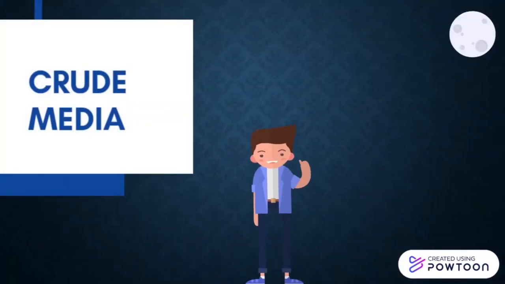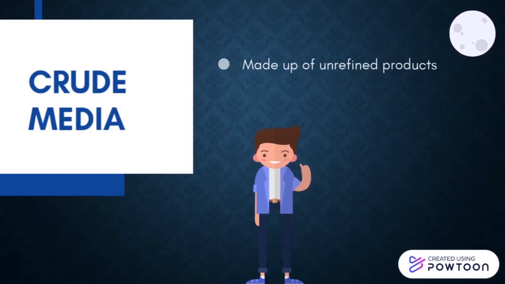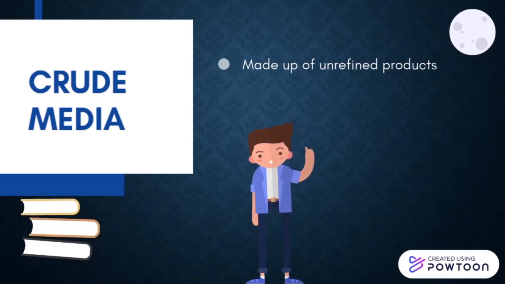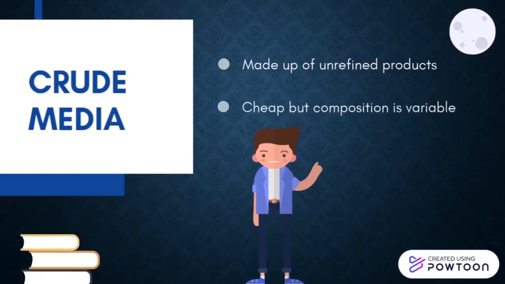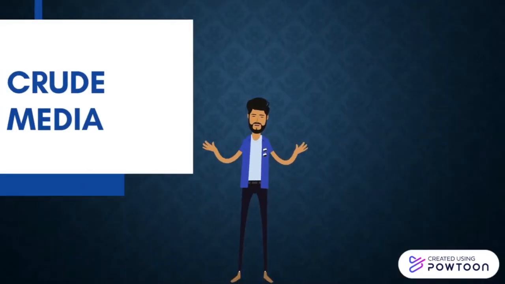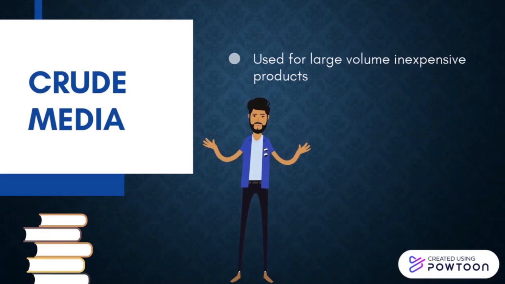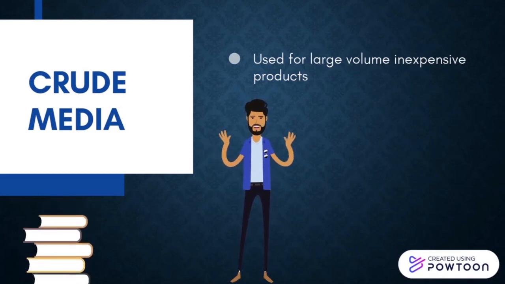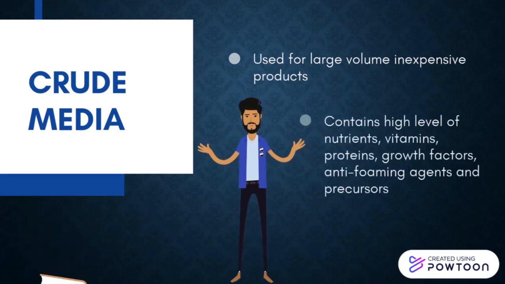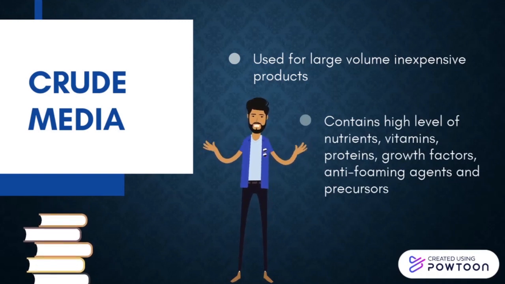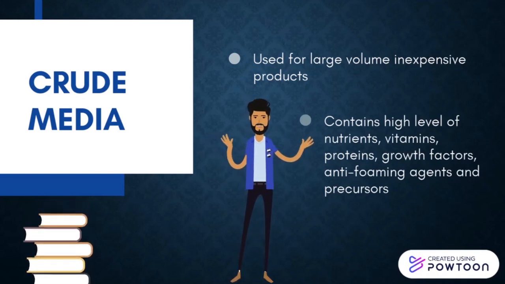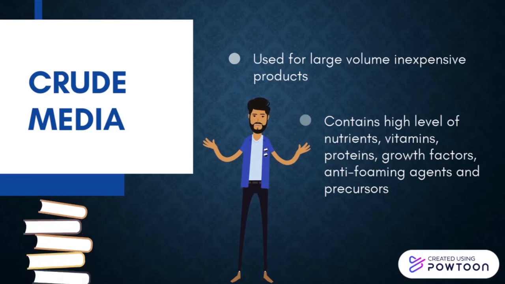Crude media is made up of unrefined agricultural products containing barley. Crude media is cheap, but its composition is variable. Crude media is used for large-volume, inexpensive products, such as biofuel from whey. Crude media contains high levels of nutrients, vitamins, protein, growth factors, anti-foaming agents, and precursors.